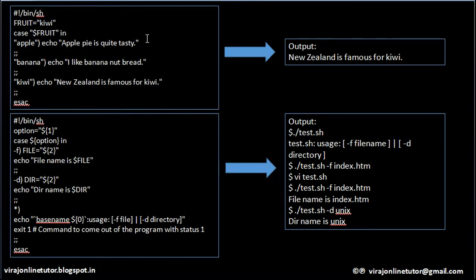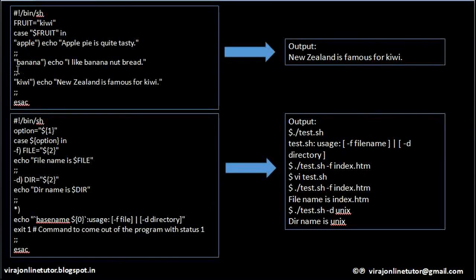Okay, so let me explain to you all how this works. So I have a fruit variable in which I am saving a value called kiwi. Case is a keyword for this construct. So type case space $fruit space in. So it checks whether the content of the fruit, which is kiwi, is in one of these options. So what is the first option? Apple. Is kiwi equal to apple? No. So it won't evaluate this block.